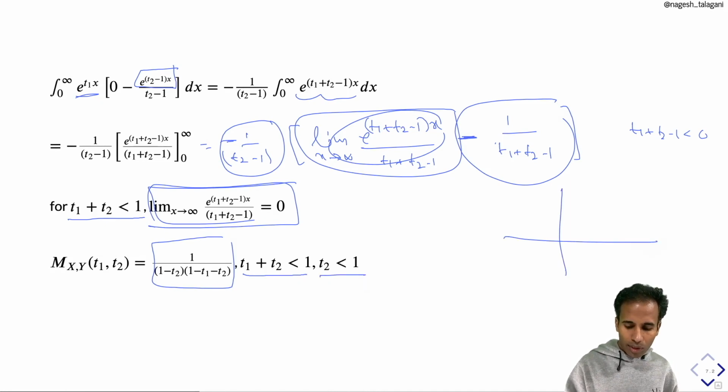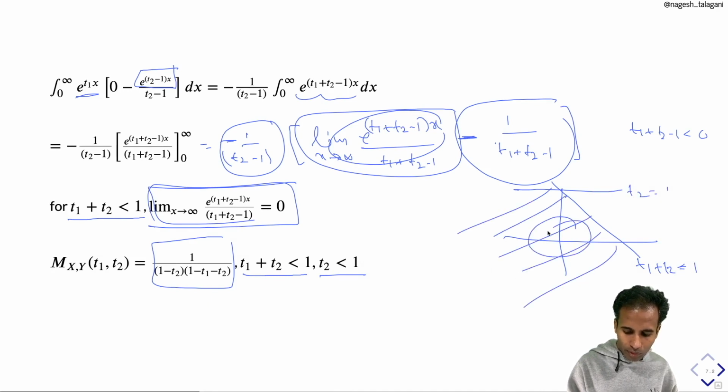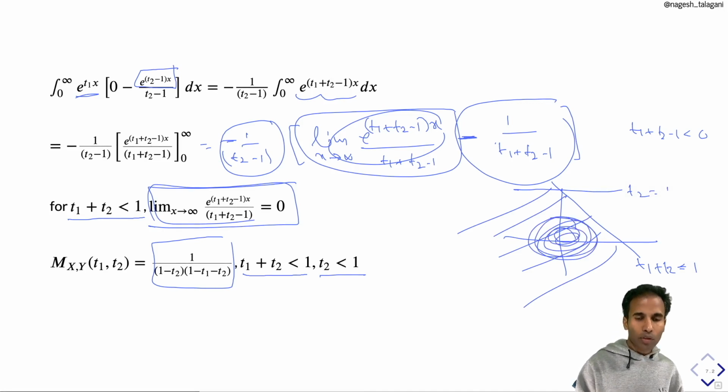So what is this region? Let us say this is t1 plus t2 equal to 1, and this is t2 equal to 1. So this region. Okay, so we have some neighborhood around 0, no problem, fine. So the joint MGF exists in the neighborhood of 0, 0. So this is our joint MGF.